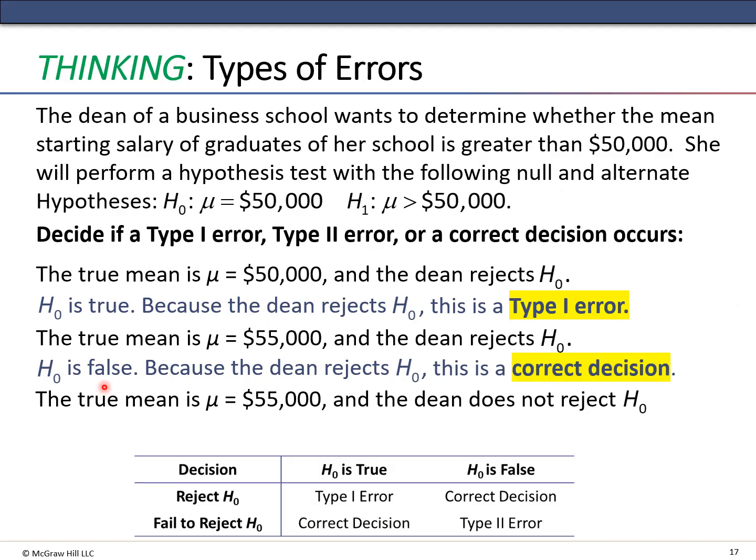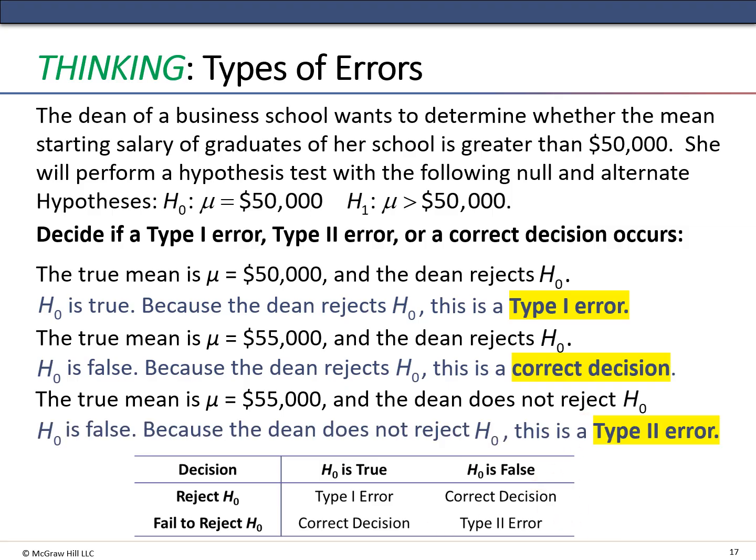Here we would be affirming that the mean is greater than $50,000. If the null is false, I'm sorry, I'm at the wrong place. The true mean is 55,000 and the dean does not reject it. Okay, so here the mean is not 50,000, so the null is false, but the dean does not reject the null, and this would be a type 2 error. When the null is false and you don't reject, you get a type 2 error.